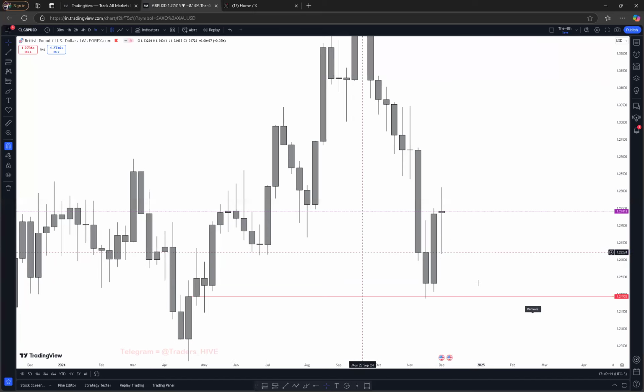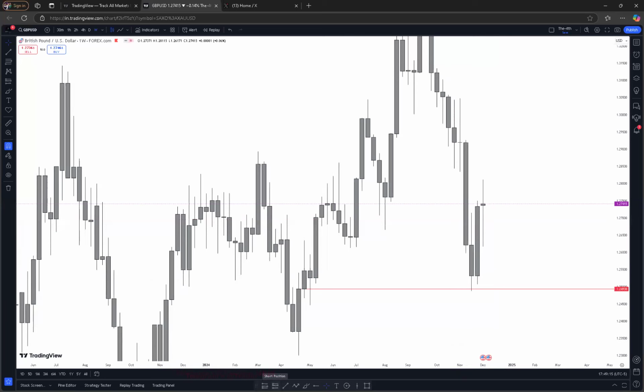So you will see that we came from the monthly, rejected monthly and closed above. So what did the weekly do? You can spot what the weekly did. Weekly came for a previous weekly low, right?